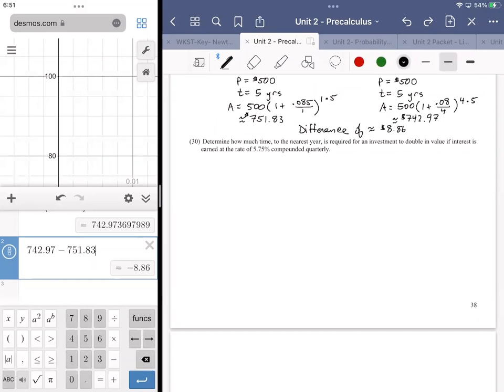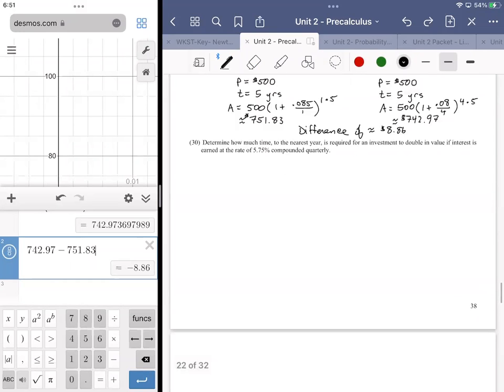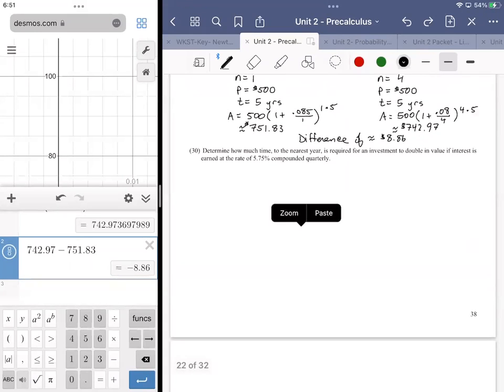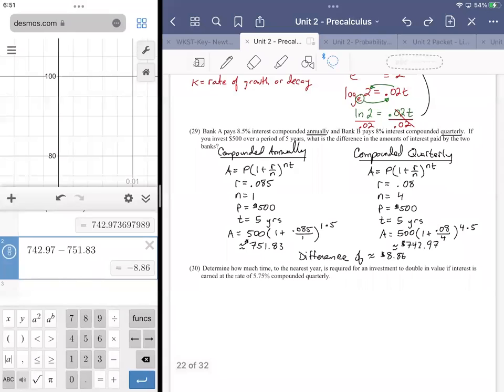All right, so number 30, this is the last one in the exponential log portion of the unit. Determine how much time to the nearest year is required for an investment to double in value if interest is earned at a rate of 5.75% compounded quarterly. Right, so compounded quarterly, so back to this formula.